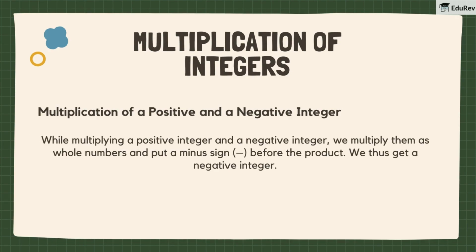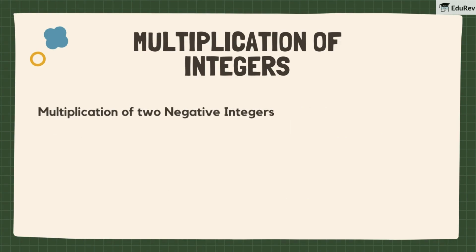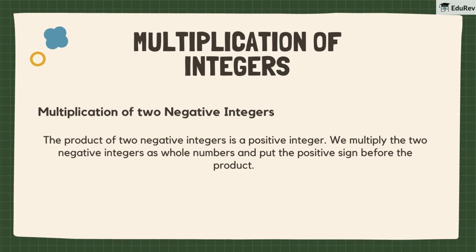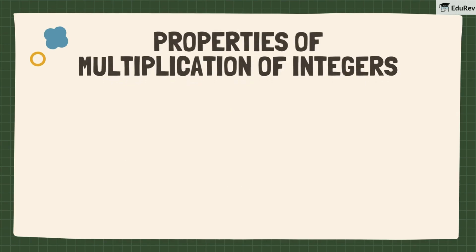While multiplying a positive integer and a negative integer, we multiply them as whole numbers and put a minus sign before the product. We thus get a negative integer. Multiplication of two negative integers. The product of two negative integers is a positive integer. We multiply the two negative integers as whole numbers and put the positive sign before the product. Let's see the properties of multiplication of integers.